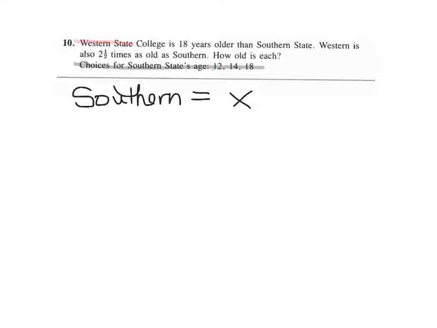So Western State College is 18 years older than Southern. What do you think older means? What kind of operation? Addition. Okay, so for my Western, I'm going to set it up as x plus 18. The order here doesn't really matter.